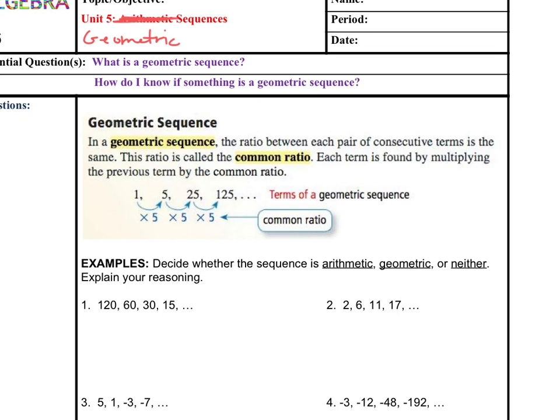In a geometric sequence, the ratio, we've heard that word before, between each pair of consecutive terms is the same. This ratio is called the common ratio, which is what we talked about with exponentials. Exponential functions have a common ratio, so these are basically exponential functions. Each term is found by multiplying the previous term by the common ratio.